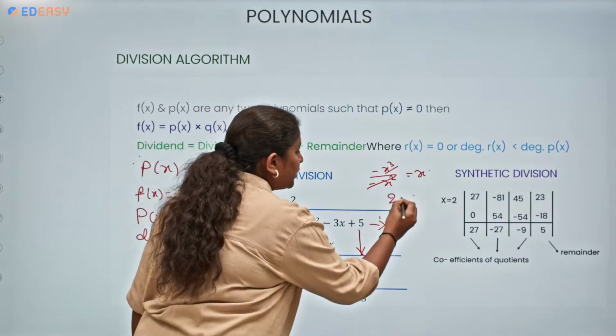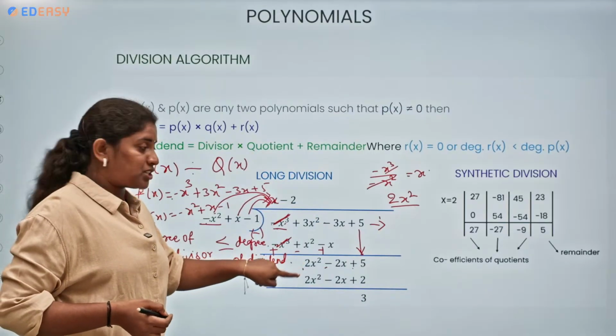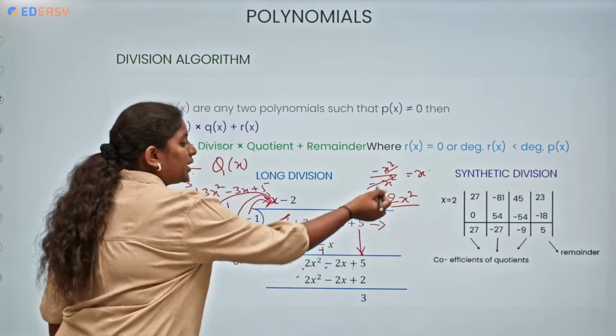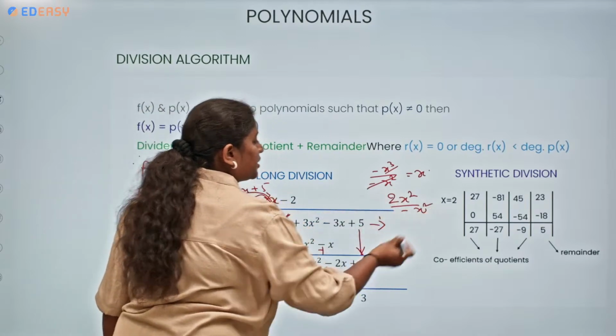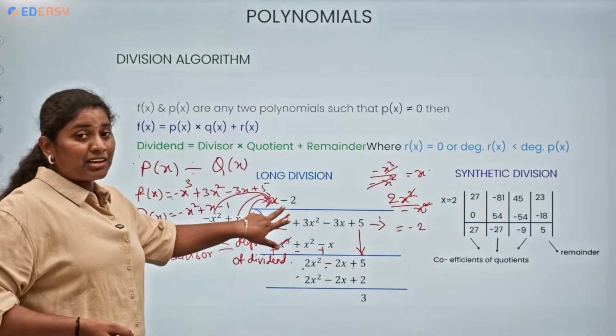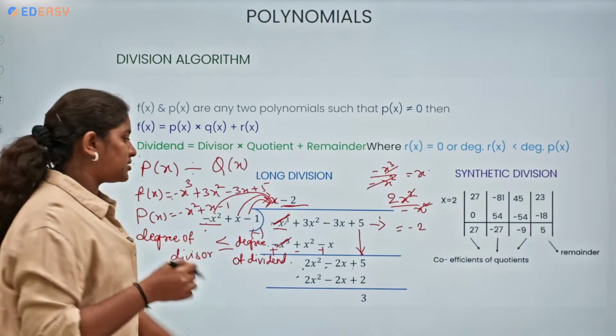That becomes your 2x square. Divide the first term of this expression with the first term of the divisor. That becomes 2x square by minus x square. X square cancels, so we got minus 2, which is the second term of your quotient. Okay. Now repeat the same process.